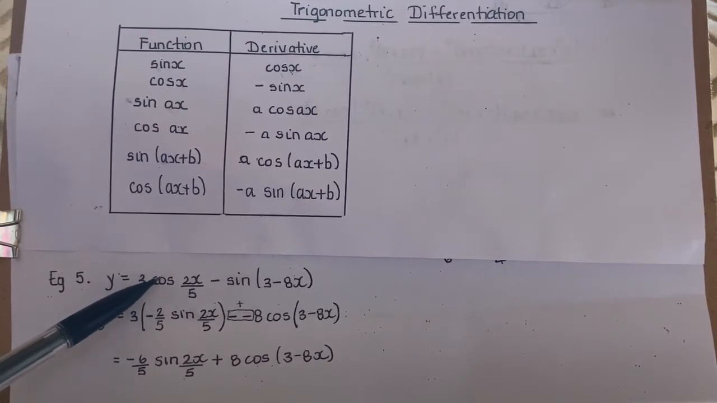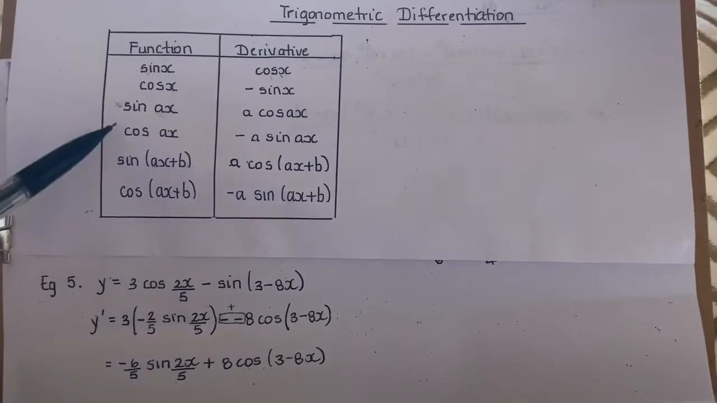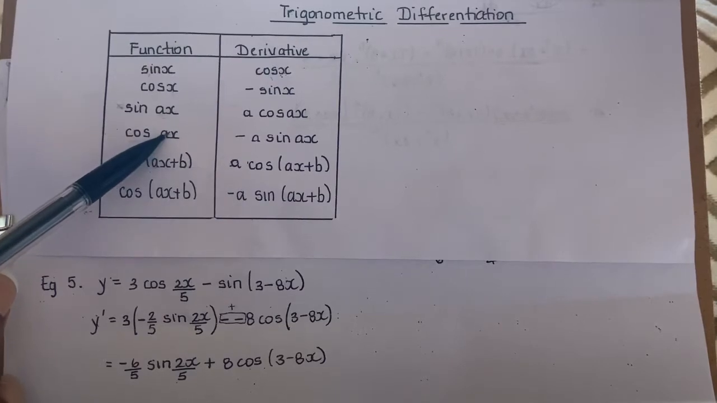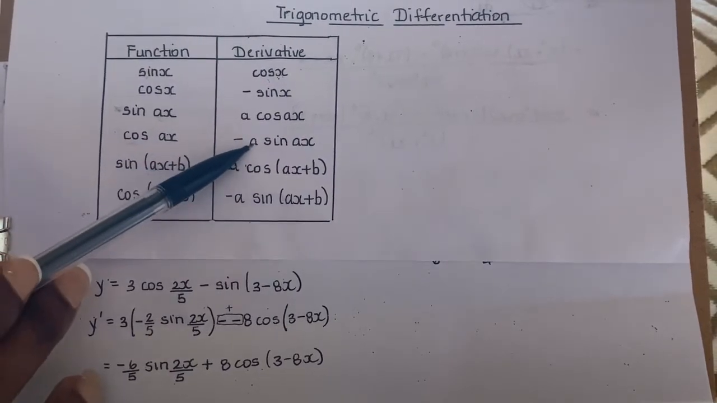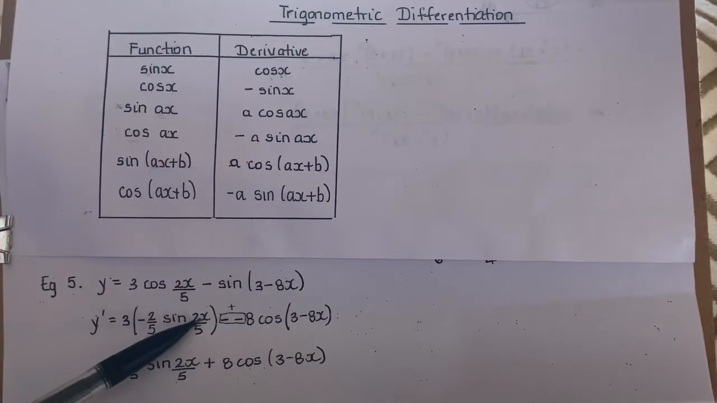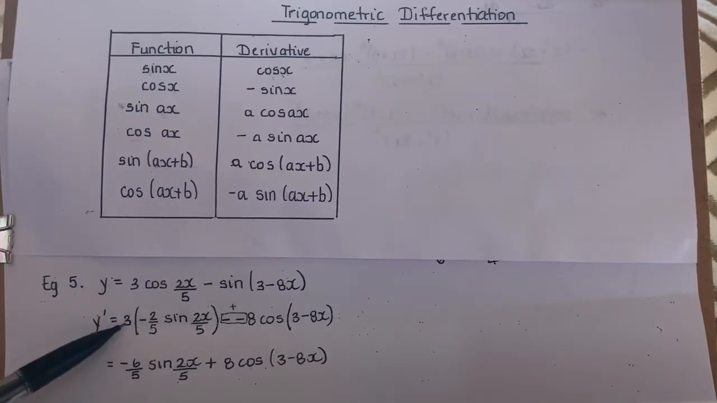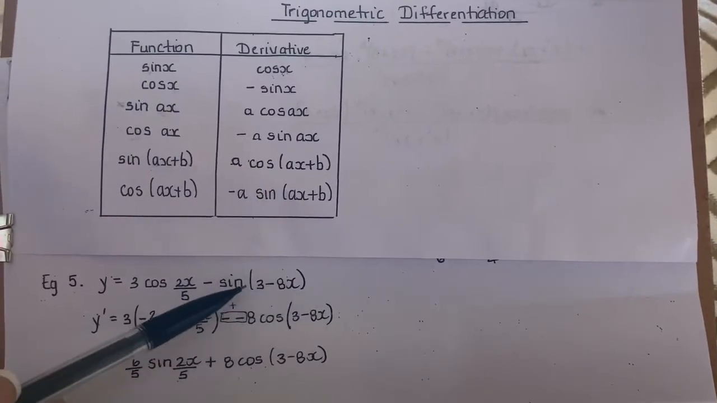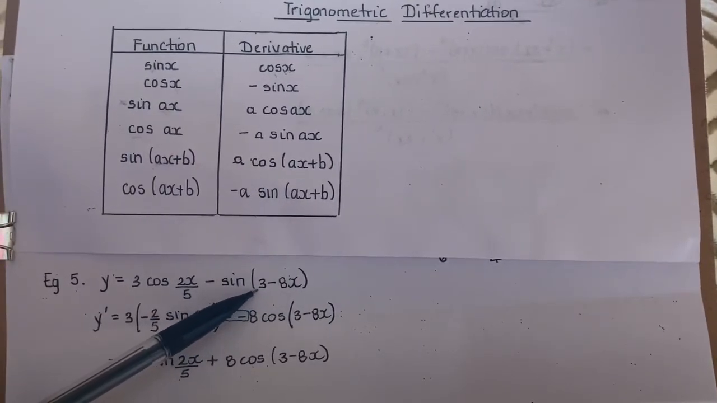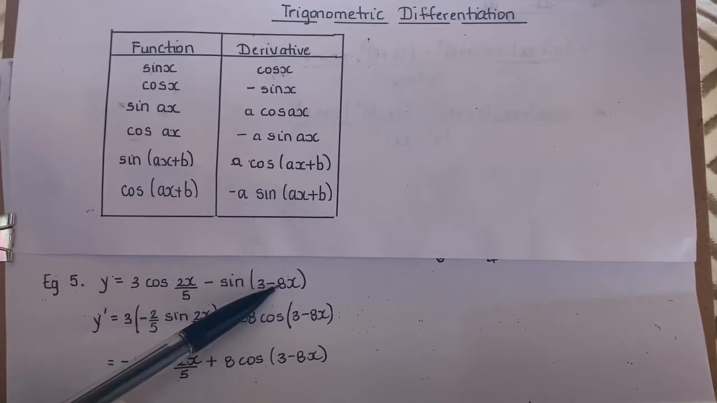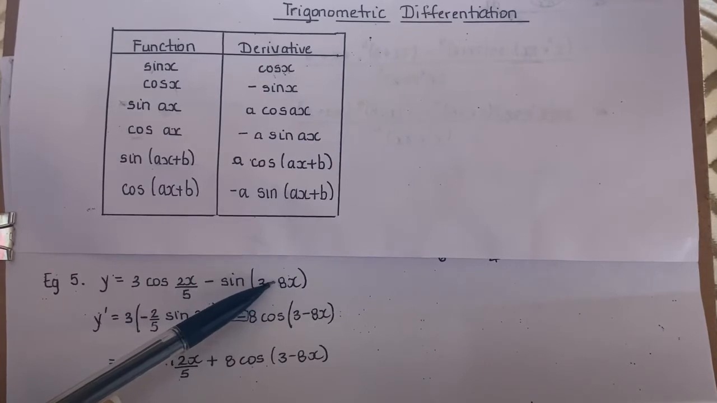Now this is cos 2 over 5x, which is in this pattern. For cos 2 over 5x, we're going to get negative 2 over 5 sine 2 over 5x, as you see here. And it gets multiplied by the 3 that was outside. The minus sign goes back. Now, for this side, we need to identify what our a is. Remember, a is the coefficient of x, the number in front. And that number is negative 8. So our a is negative 8.